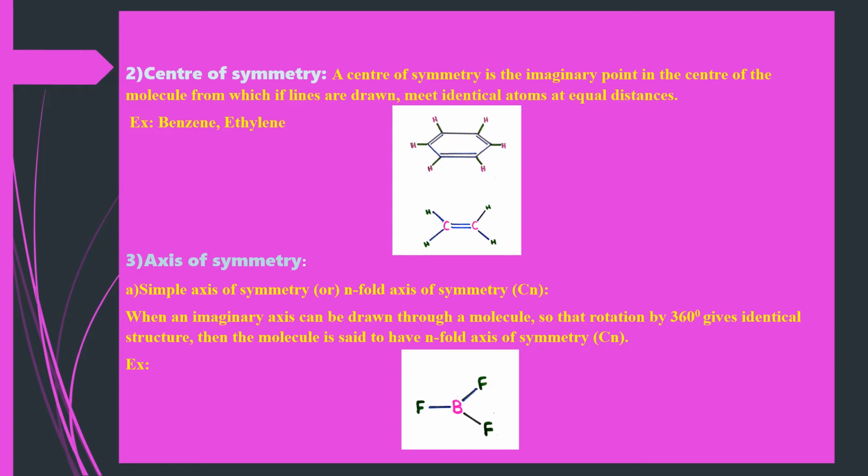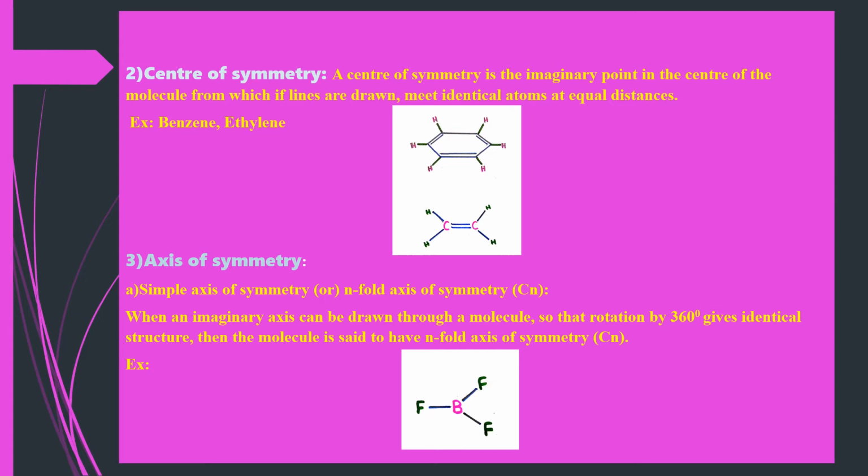Fine. Now the next symmetry element, the third one, is called axis of symmetry. This axis of symmetry is of two types, students. The first one is simple axis of symmetry, which can also be named n-fold axis of symmetry, denoted by Cn. So when do we say that a molecule has Cn axis of symmetry or simple axis of symmetry?